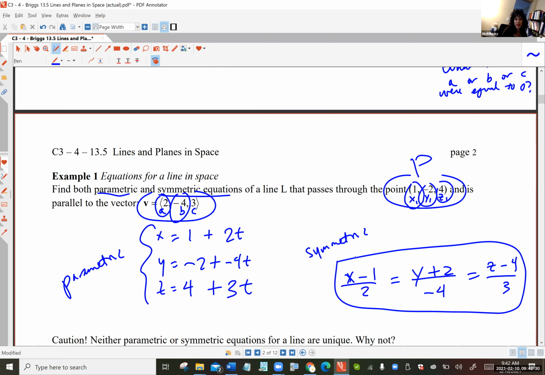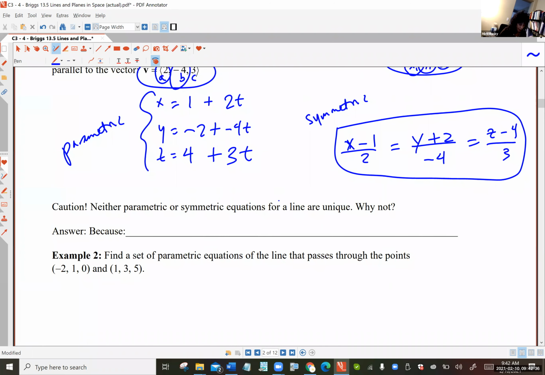Not my favorite, because if even one of the direction numbers were 0, this whole thing would fall down the toilet. Okay, now here's the weird fact that you need to memorize. Right here. I'm going to give it to you.